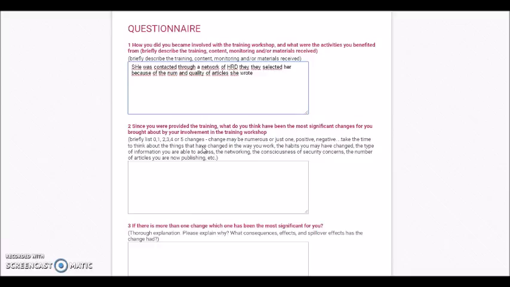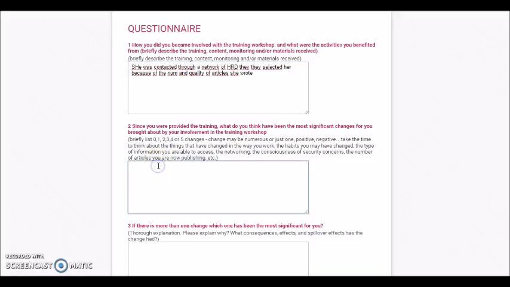And the second question would be, since you were provided the training, what do you think have been the most significant changes for them brought about by the involvement in the training workshop? In this case, we are looking at different changes, and we're just looking for a very brief statement on the changes. It could be, for example, big things, negative things, positive things. So just ask them to include whatever pops into the mind. Changes come around because of the training.